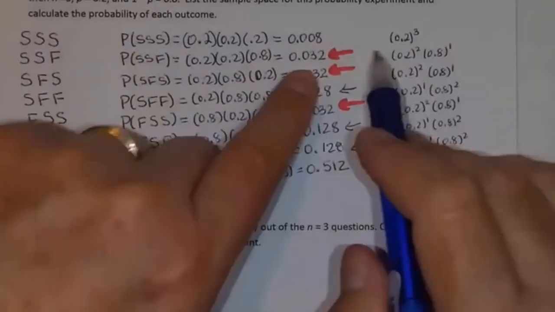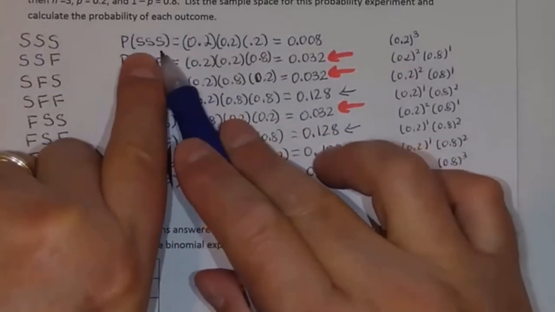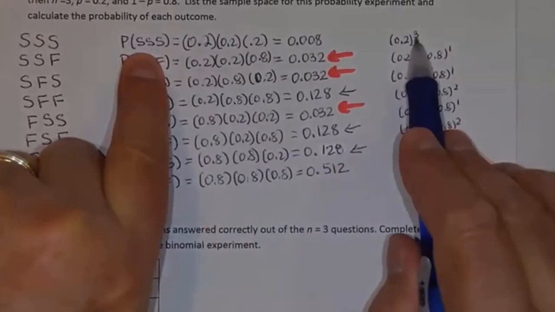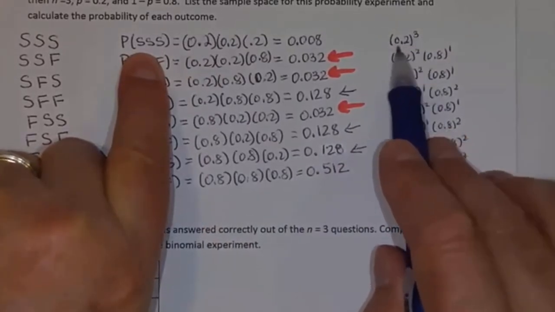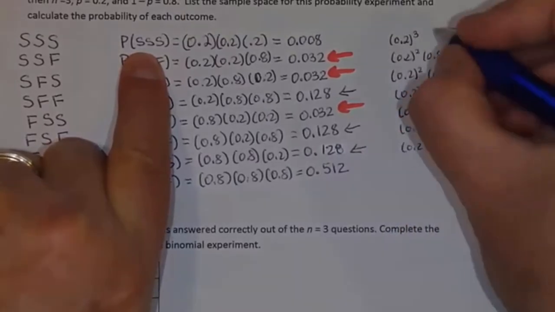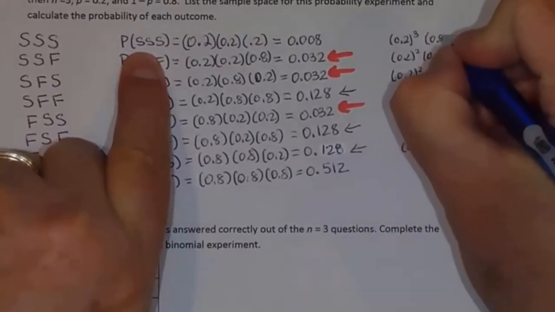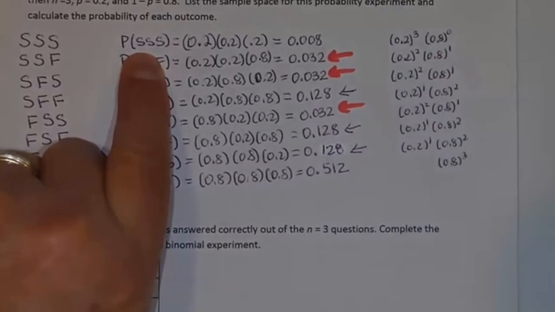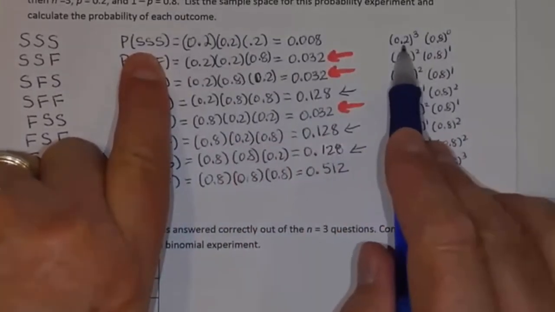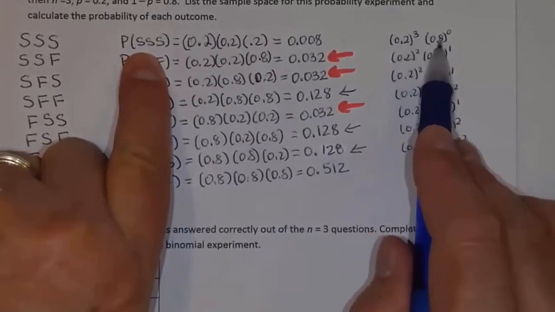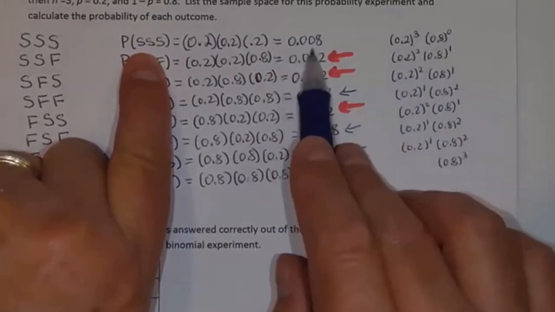Well, think about this. When we had all 3 successes, the probability of success occurred 3 times. So that's like to the 3rd power. We had 0 failures, so 0.8 occurred 0 times. So I can calculate this probability by taking 0.2 to the 3rd times 0.8 to the 0, and that equals 0.008.